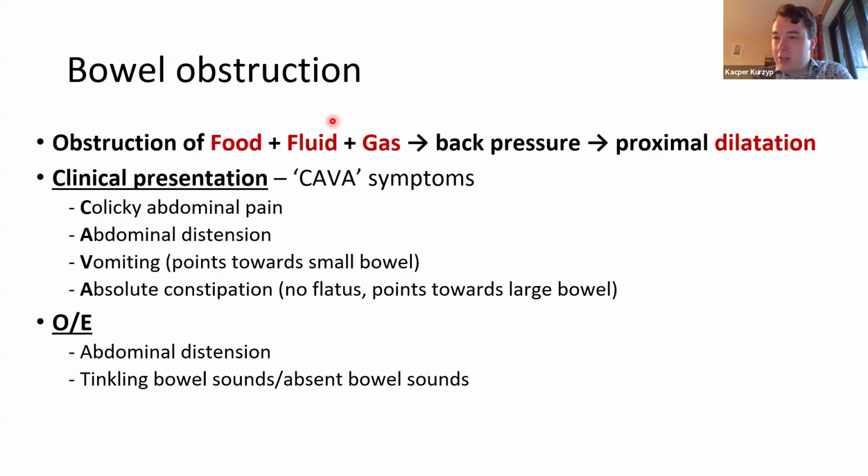abdominal distension, vomiting, and absolute constipation. Now, the last two may give you a bit of a clue. And they are not always present. Depends on where the obstruction is.